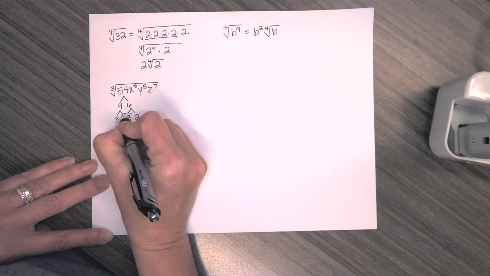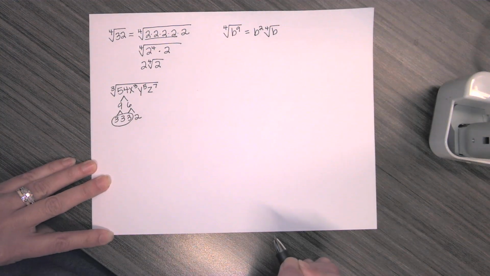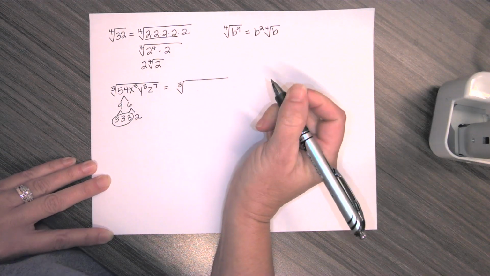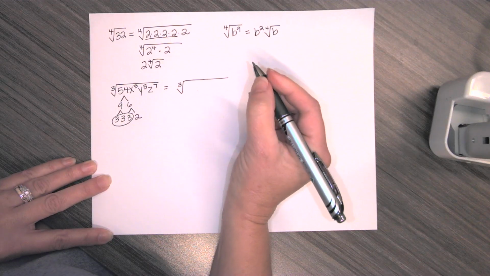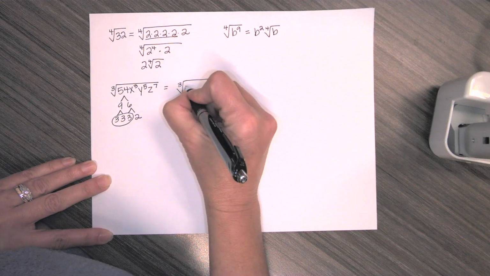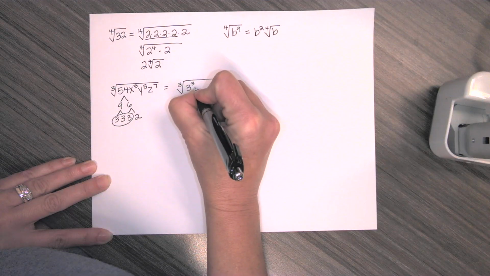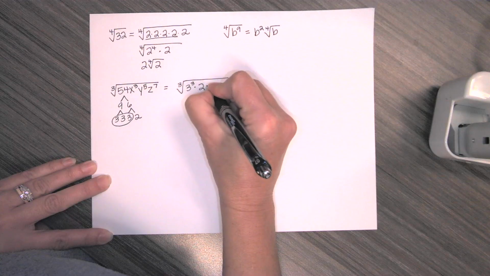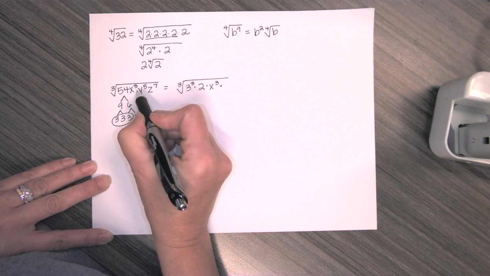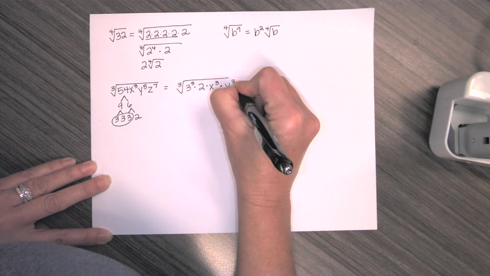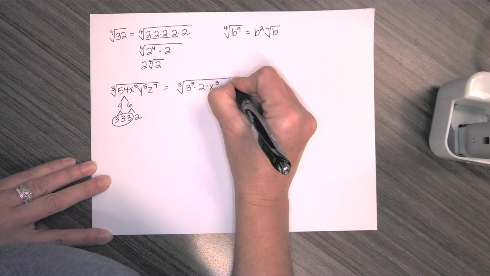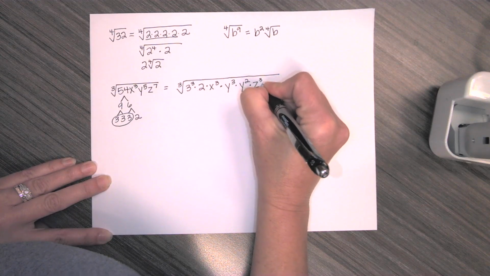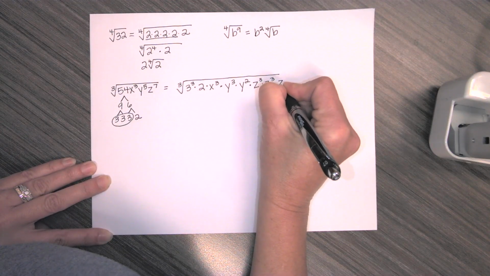All right, I see a group of 3 right here. I'm going to try to do some of this in my head, not write it all out, but I'll at least put this: I'm going to have 3 cubed times 2. X cubed, I'm able to take the cube root of that. Y to the 5th, I can get 1 group of 3 out of that and have 2 left over. Z to the 7th, I can get 2 groups of 3 out of that and have 1 left over.